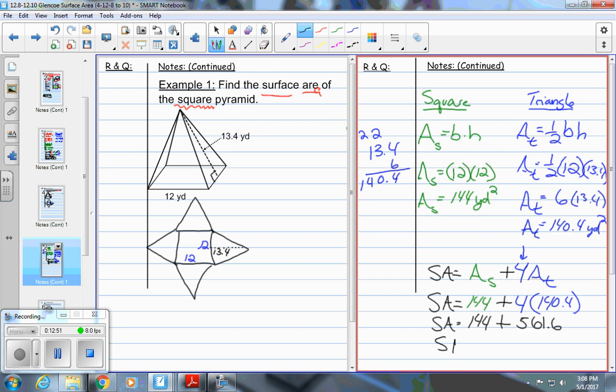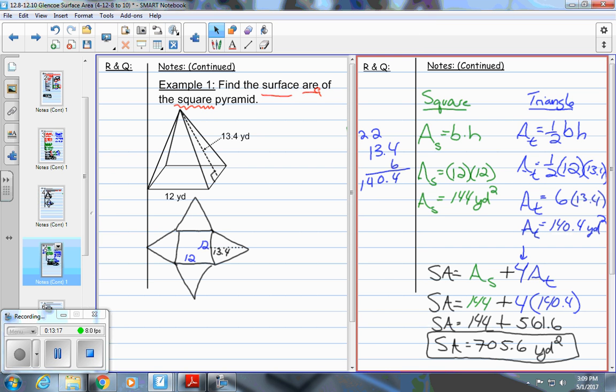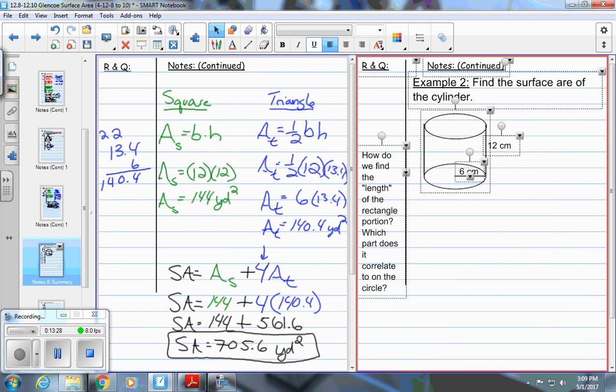561.6. And then we still got to add those together to get our final surface area answer. And that's going to get us up to 705.6. And what is our unit here? Since we're doing surface area, it's going to be yards to the second power. That's the answer. Again, we're following this pattern for everything. We're trying to unwrap it into its smaller shapes, find the area of each smaller shape, and then add them back together. So now we're going on to our cylinder problem.